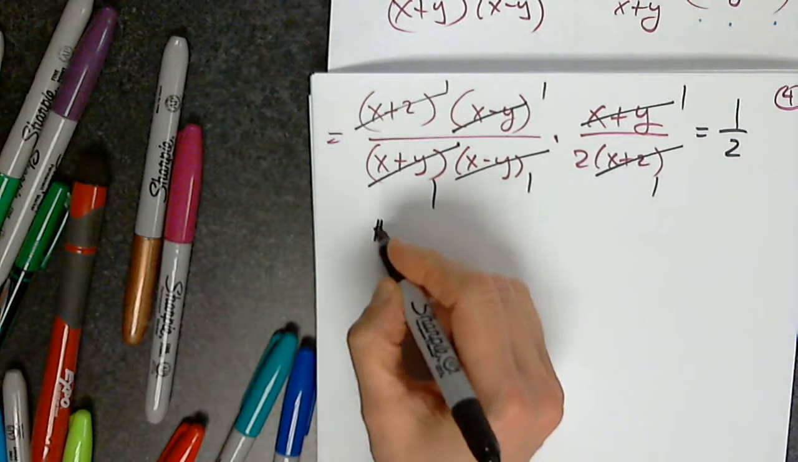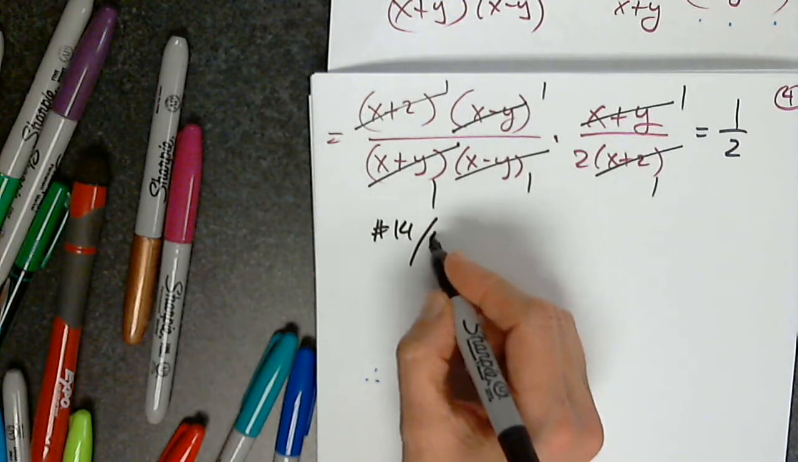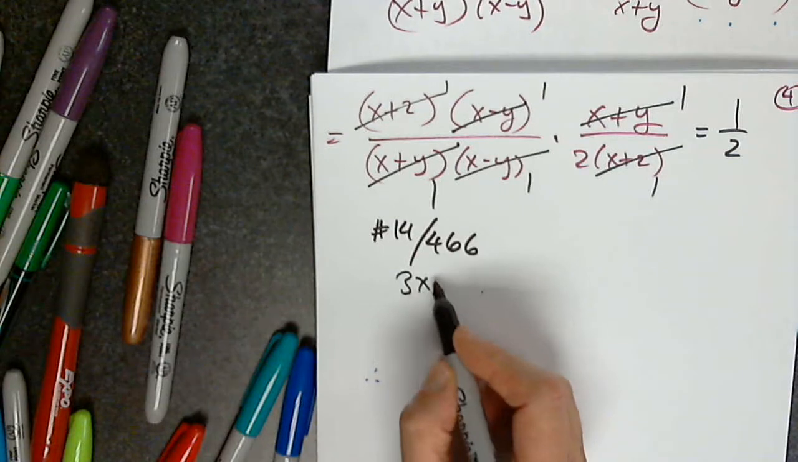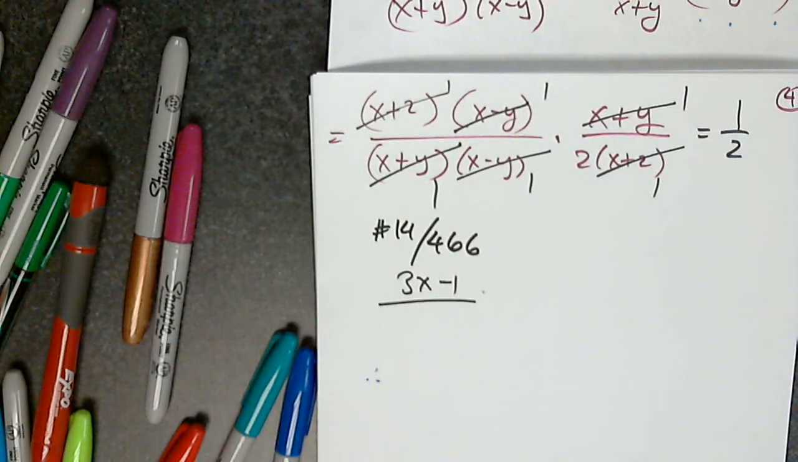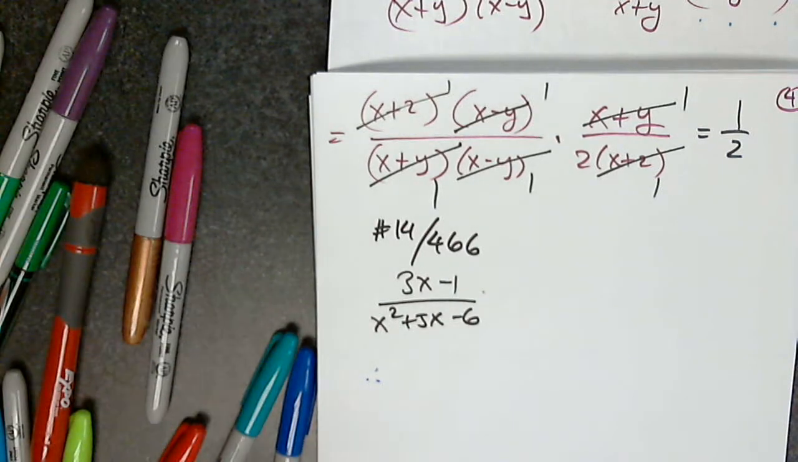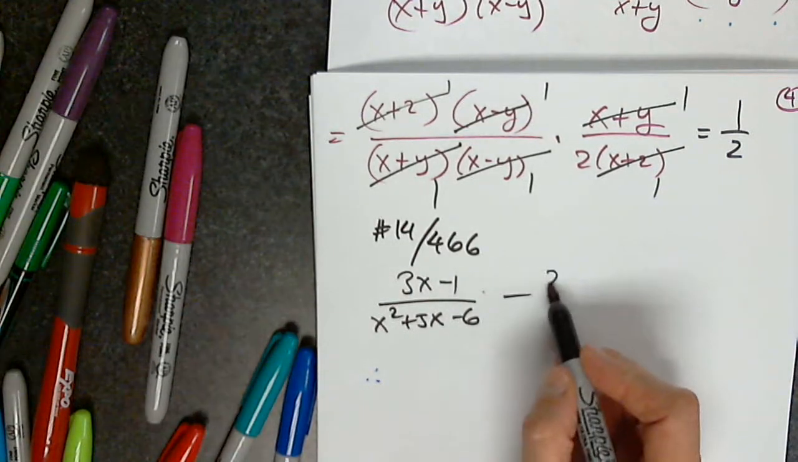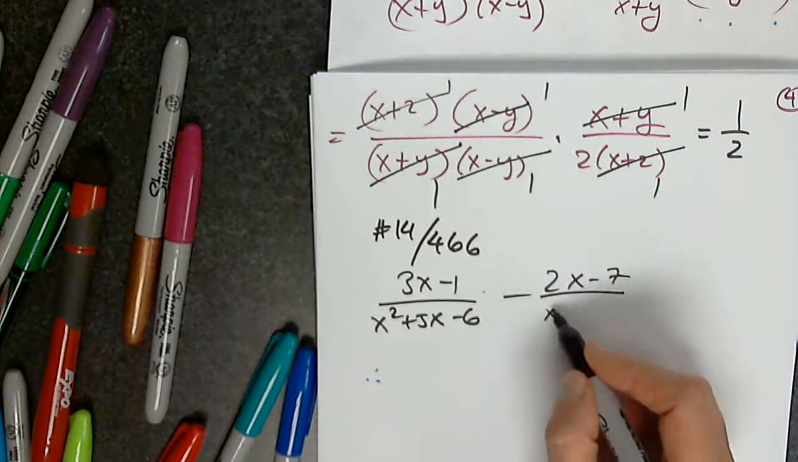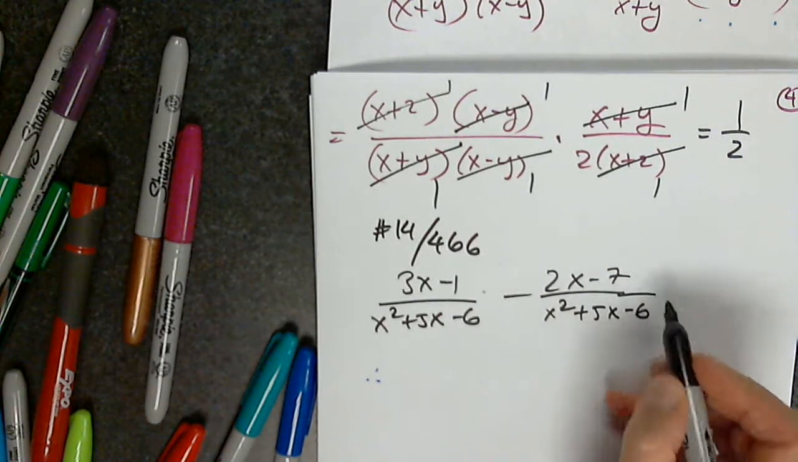14. On page 466. 3x minus 1 divided by x squared plus 5x minus 6. And then minus 2x minus 7 over x squared plus 5x minus 6.